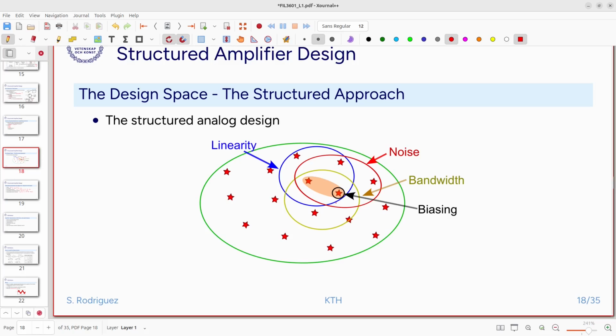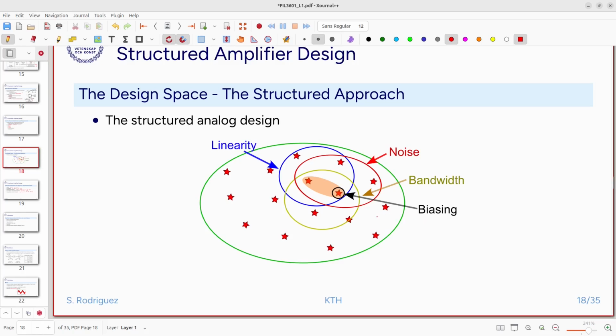Then the bandwidth needs to be accomplished. We have to make sure that there is enough bandwidth and the circuit is stable, and also that it is able to handle very quick variations at the input. And finally, when we have found all the alternatives or solutions, we will select one for the implementation of the biasing.